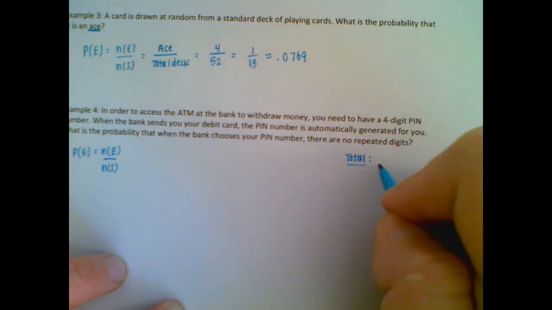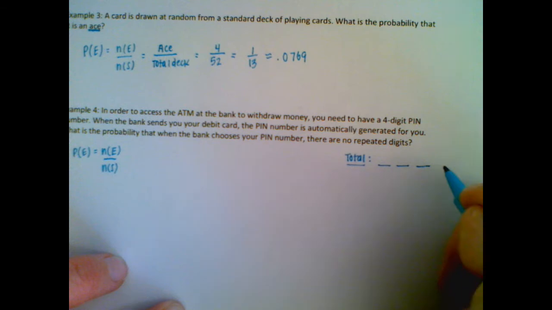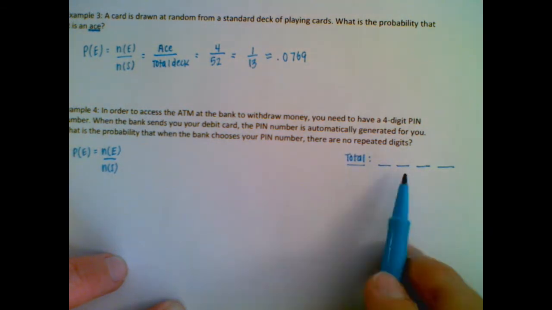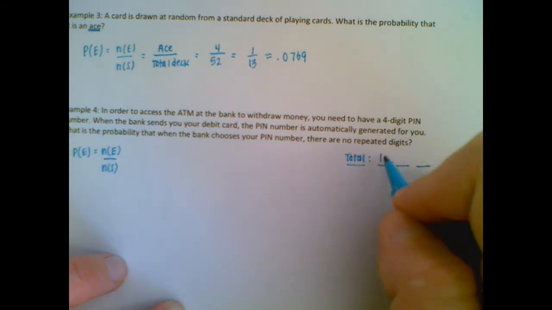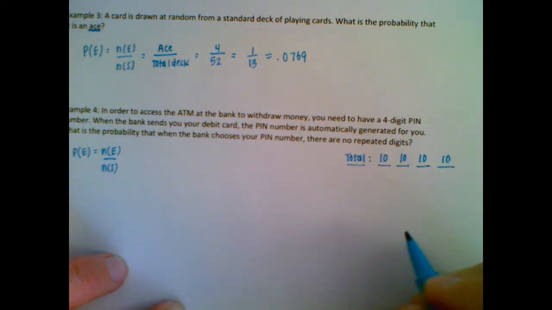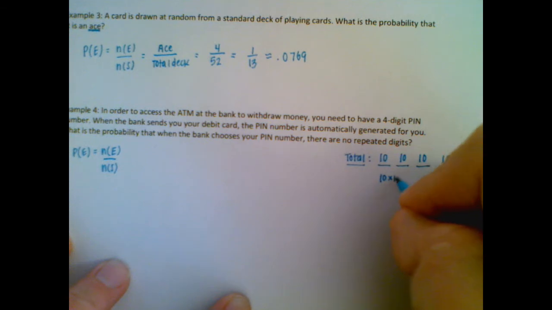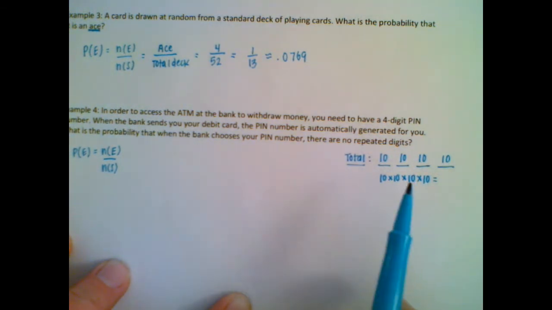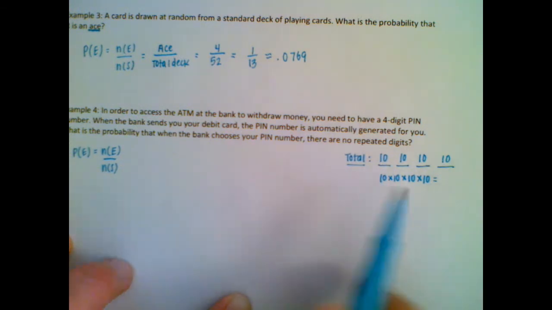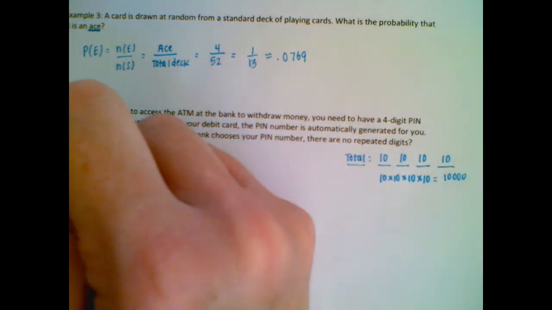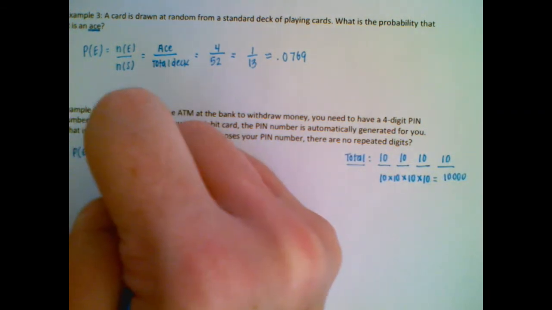Well, let's think about this for a second. So I have a 4-digit PIN number. And I know that there are 10 possible digits that could fill in each of these blanks. So I could have 0 through 9 here, 0 through 9 here, 0 through 9 here and here. So that's telling me that my total is really 10 times 10 times 10 times 10. That's the total possible number of things that could happen in this 4-digit PIN number, which is 10,000. So that's my N of S. That's going to go on the bottom.